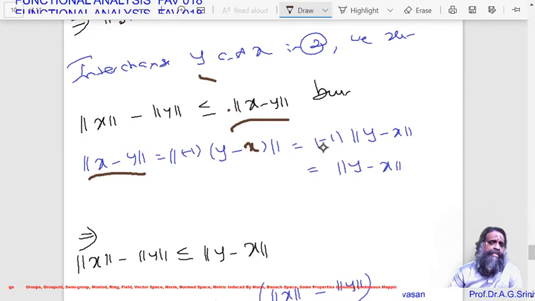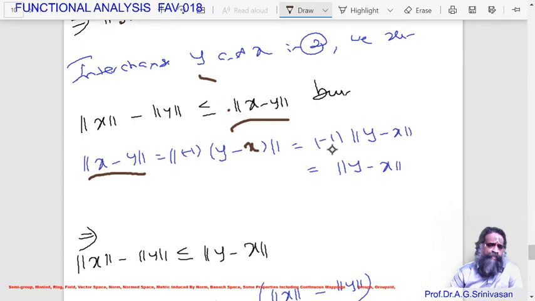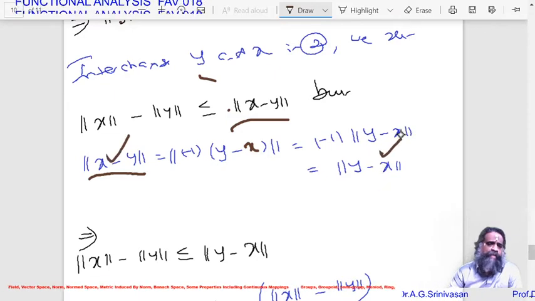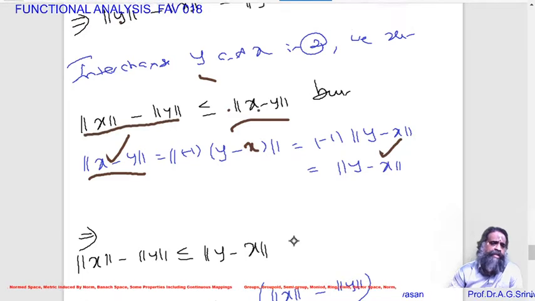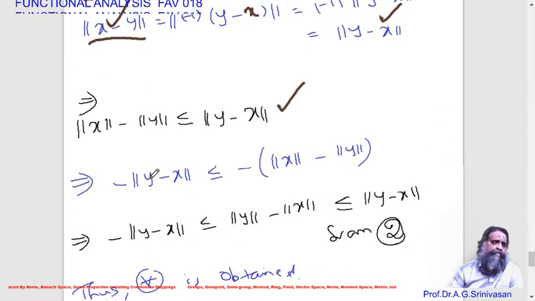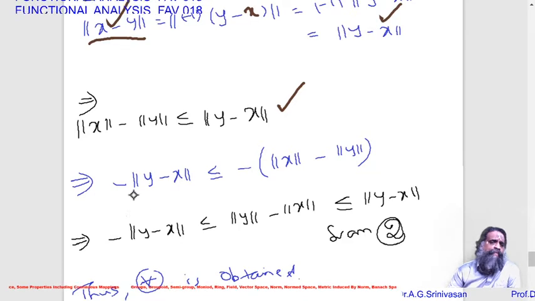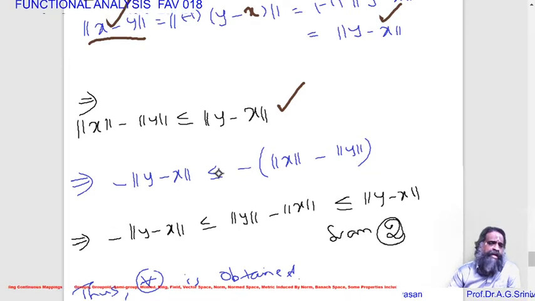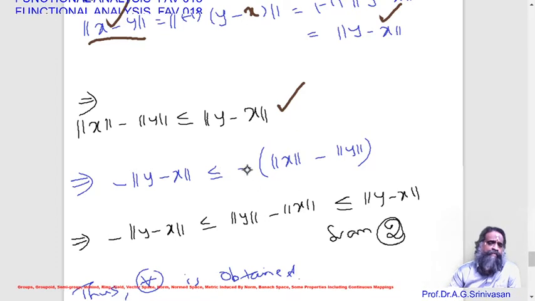You will see that minus 1 can be taken out with the modulus, and the modulus of minus 1 is plus 1. You get norm y minus x. So norm x minus y is norm y minus x. So what I have is norm x minus norm y is less than or equal to norm y minus x as well. Now, when you put the negative sign on both sides, the inequality will be reversed. So minus of norm y minus x is less than or equal to minus of this, which is norm y minus norm x.